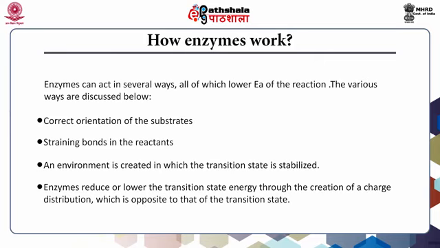Another way in which enzymes can lower the EA of a reaction is by straining bonds in the reactants so that the bonds easily break and products may be easily formed. A third way is the creation of an environment in which the transition state is easily stabilized. Further, enzymes also lower the transition state energy through the creation of a charge distribution that is opposite to that of the transition state.